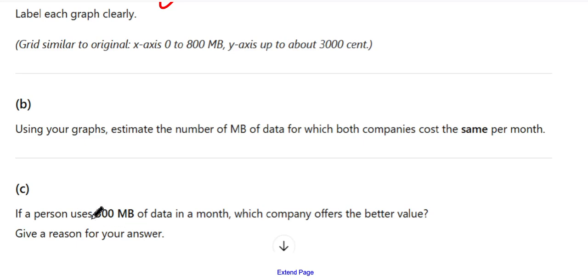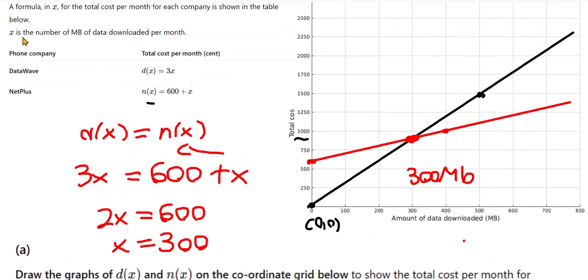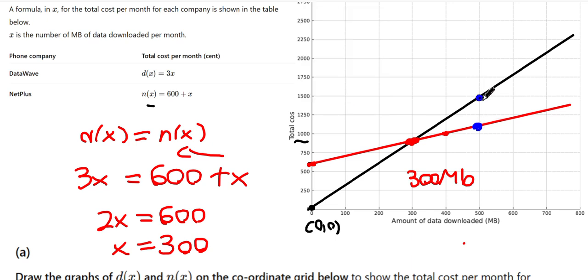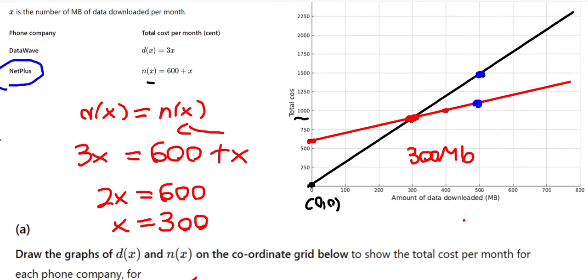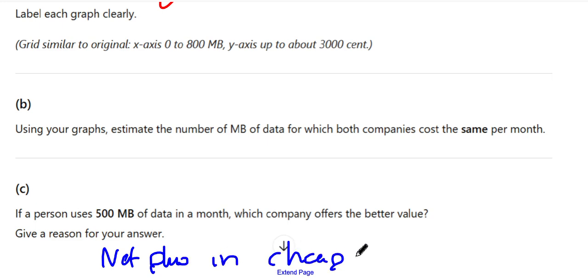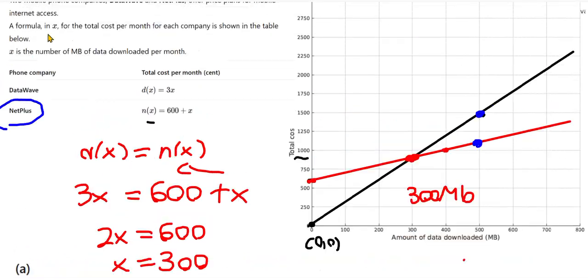And in part C, if a person uses 500 megabytes of data in a month, which company offers the better value? Well, for 500 megabytes of data, we can see that the red company is cheaper than the black company. So we'll definitely go with the red company, which is Net Plus. Net Plus is cheaper. Using the graph, it's roughly just above 1,000 versus 1,500.